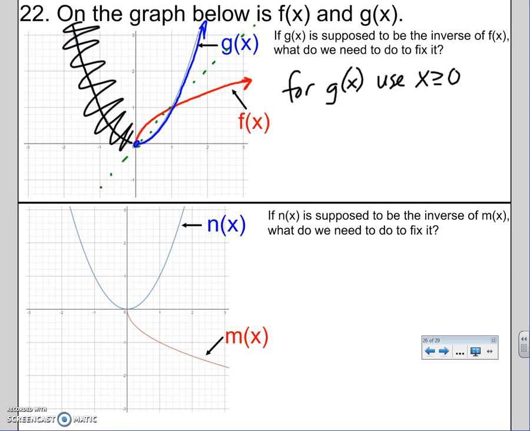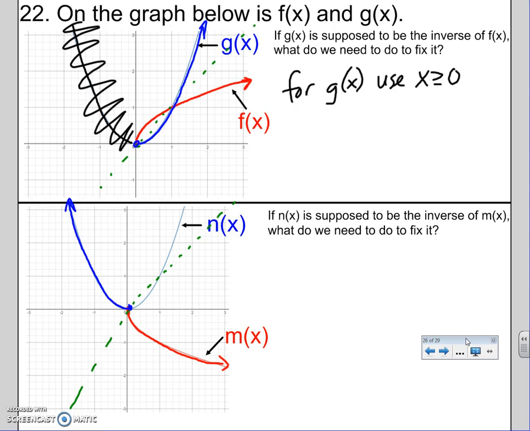For the bottom picture, same idea. Now I'm calling them n of x and m of x. If n of x is the inverse, what do we need to do to fix it? So here m of x, again, this is a square root, but this time it's upside down, it's flipped. Alright, so there's that. I need a reflection over the diagonal line y equals x. Right, well, if I flip it over, I need this part. Because if I fold it on top of the diagonal line, they should overlap perfectly.